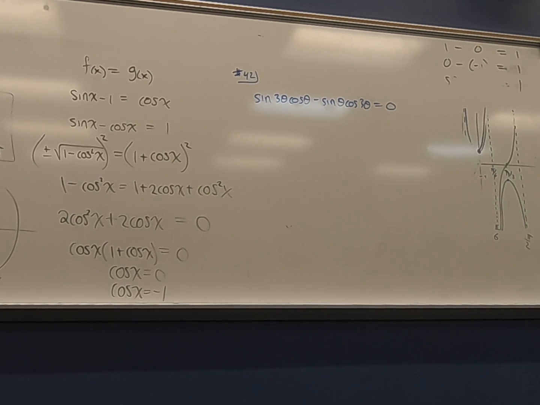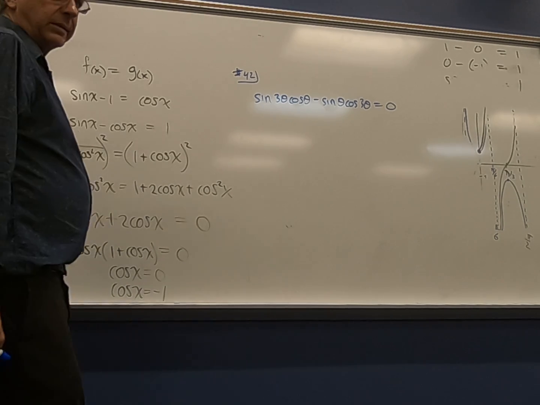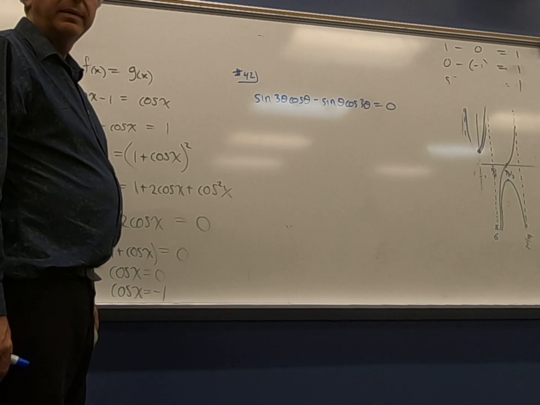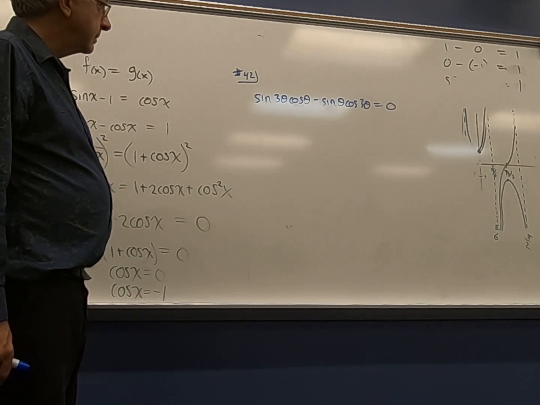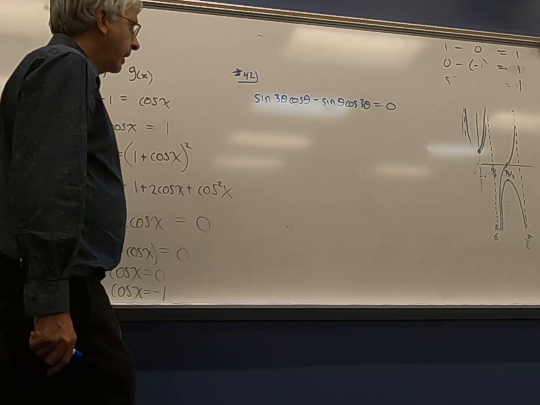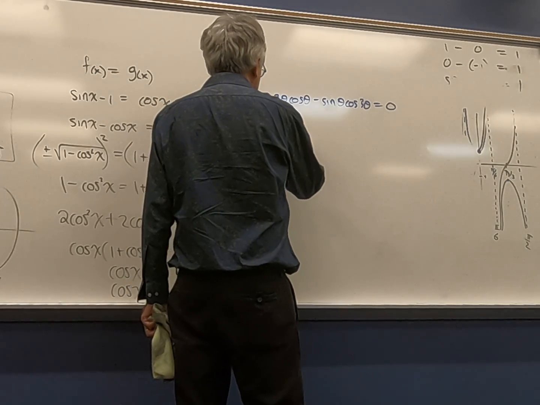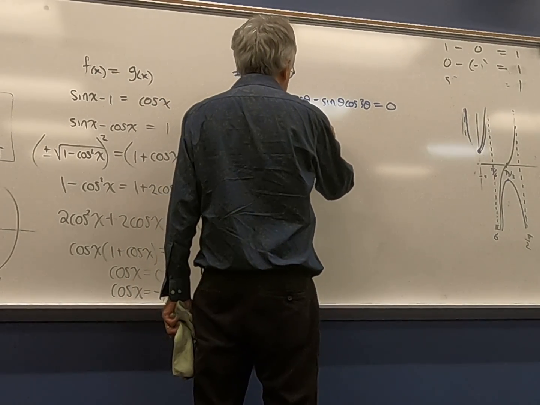Right, so it's sine 3 theta, cosine theta, minus sine theta, cosine 3 theta. That's the same as sine theta cosine 3 theta, right? Equals 0. So is it obvious what to do here? It's the sine of 3 theta minus theta. 3 theta minus theta, right?